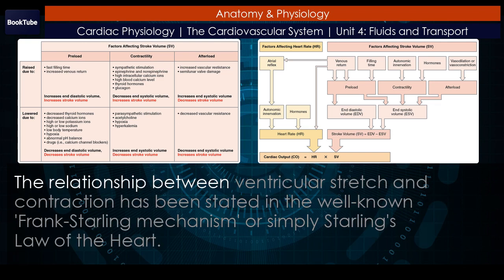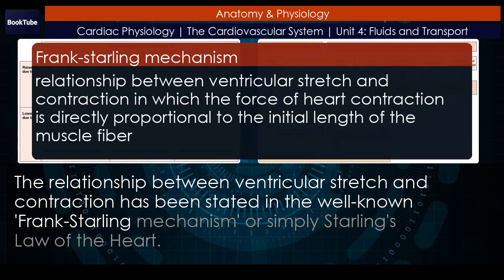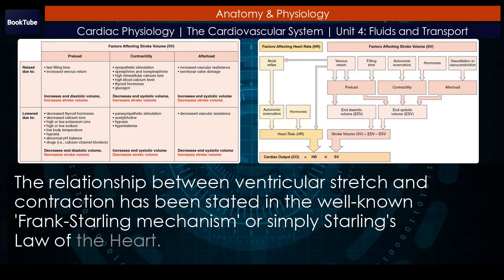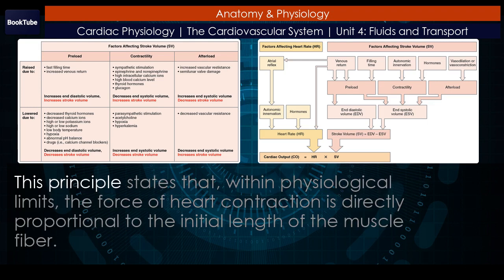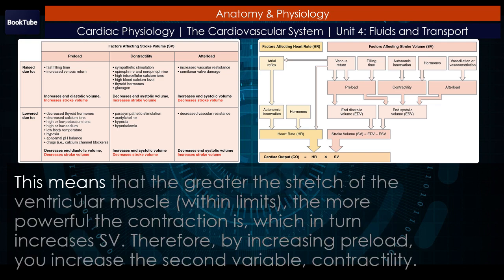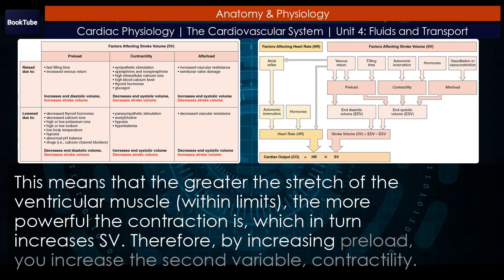The relationship between ventricular stretch and contraction has been stated in the well-known Frank-Starling mechanism, or simply Starling's law of the heart. This principle states that, within physiological limits, the force of heart contraction is directly proportional to the initial length of the muscle fiber. This means that the greater the stretch of the ventricular muscle, within limits, the more powerful the contraction is, which in turn increases SV. Therefore, by increasing preload, you increase the second variable, contractility.